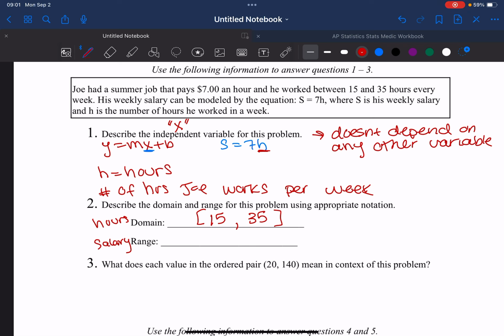So in order to find our range, our salary, we have to look back at the problem and see how much he makes an hour. So he makes $7 an hour, which means I need to take my 15 and my 35 and multiply it by 7. Okay, so in order to find this range, I have to do 15 times 7, which gives me 105, and 35 times 7, which gives me 245, which means he can make a minimum of 105 and a maximum of 245.